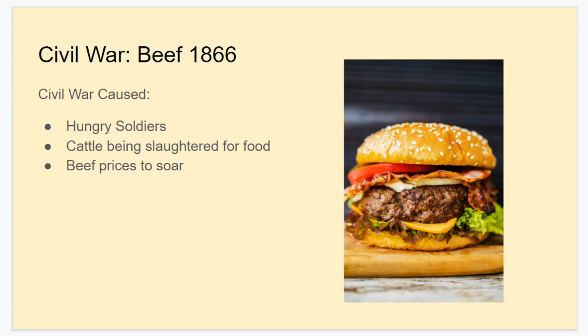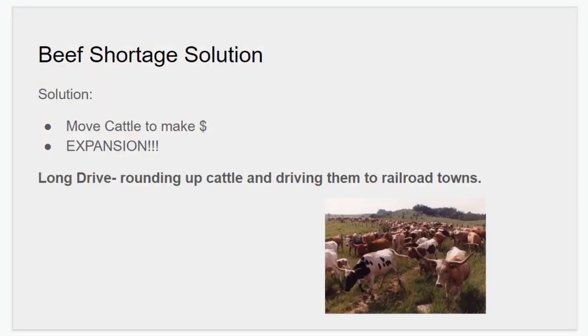So the Civil War, what leads to the Civil War after that is beef in 1866. The Civil War is going to cause hungry soldiers. Cattle are going to start being slaughtered for food at a high rate, and beef prices are going to begin to soar. So there's going to be a shortage in beef. So the solution was to move cattle to make money, and this is going to expand.